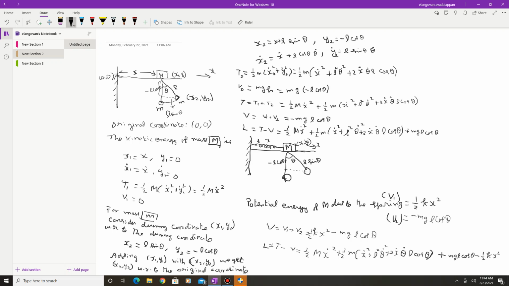So when the system is given, you must be able to write down the potential energy and the kinetic energy. From this you can determine the Lagrangian. If the Lagrangian is available, you can easily obtain the Lagrange's equation of motion corresponding to each generalized coordinate.